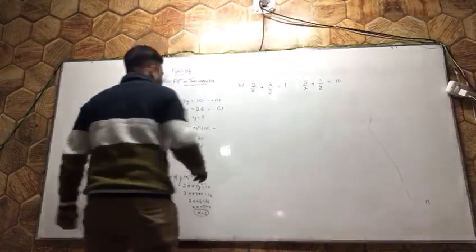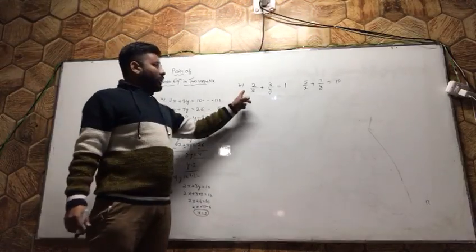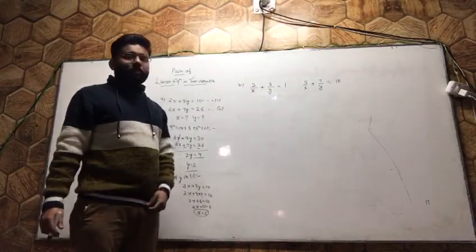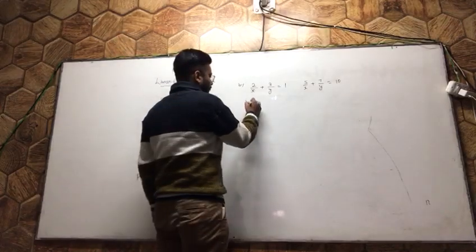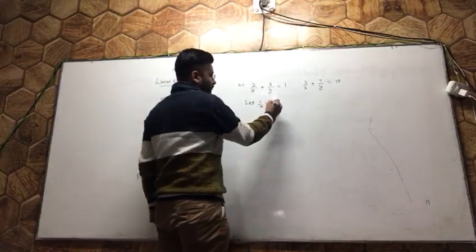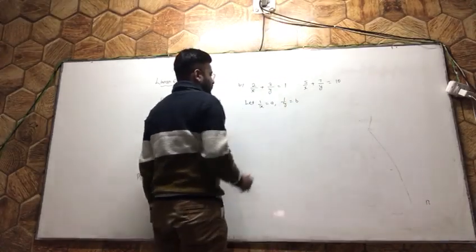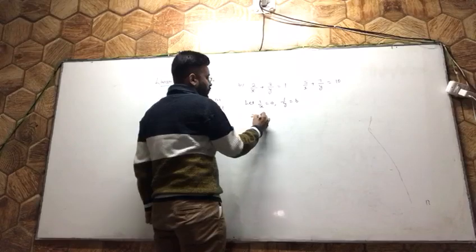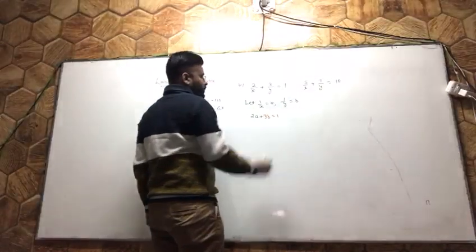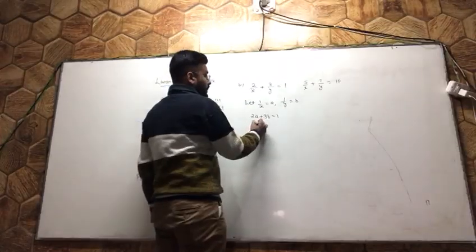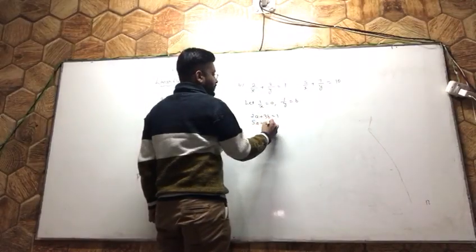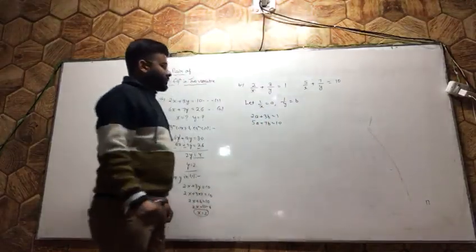In such a question, if x and y are in the denominator, we will assume 1 upon x is equal to a and 1 upon y equal to b. So this will become 2a plus 3b equal to 1, and 5a plus 7b equal to 10.